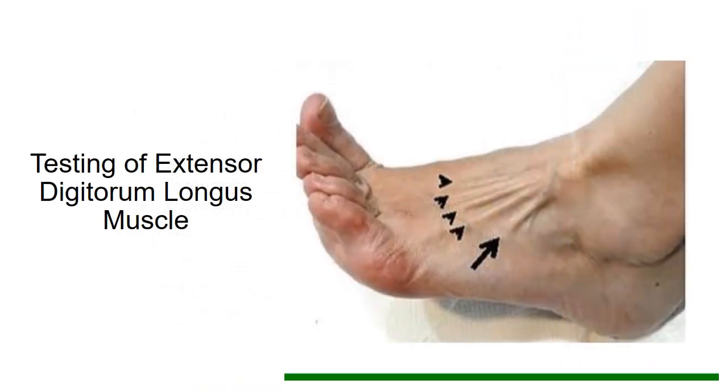Now, how do we test the extensor digitorum longus muscle? We ask the person to dorsiflex his lateral four toes against resistance. If the muscle is acting normally, the tendons can be seen and palpated. These four small arrows which you can see here are indicating the tendons of extensor digitorum longus muscle, and this arrow is indicating peroneus tertius muscle. We'll talk about this muscle in a while. These are the tendons of extensor digitorum longus muscle.